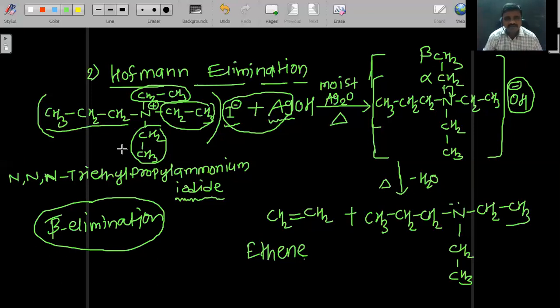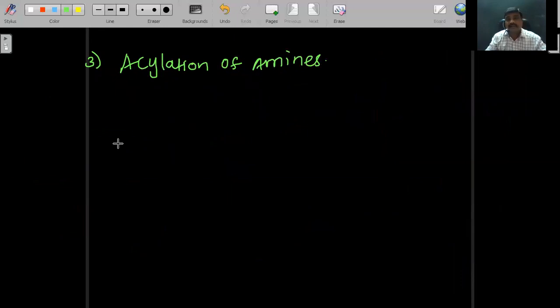Now we have to move towards the next type of reaction. That reaction is known as acylation of amines. So reaction number three, acylation of amines. The first reaction was alkylation of amines. For alkylation, we take R-X, meaning alkyl halide. But for acylation, we have to take acyl chloride.